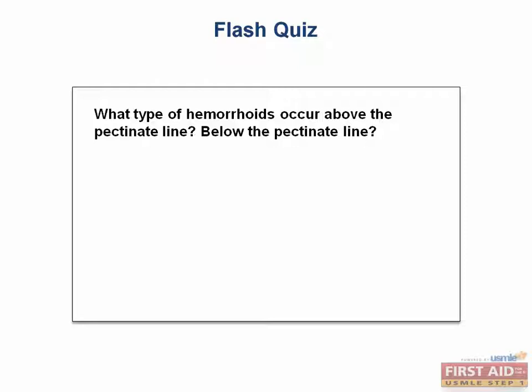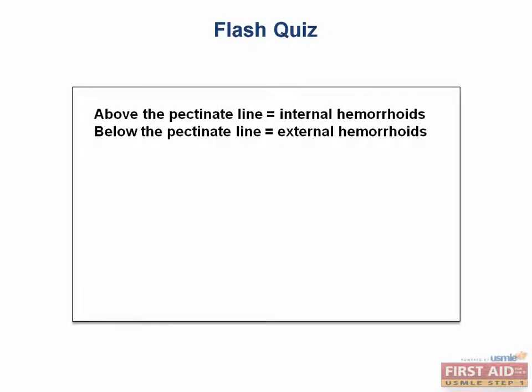Now for a flash quiz to solidify what we just went over. What type of hemorrhoids occur above the pectinate line, and what type occur below the pectinate line? Well, above the pectinate line, it's the internal hemorrhoids. Below the pectinate line, it's the external hemorrhoids.